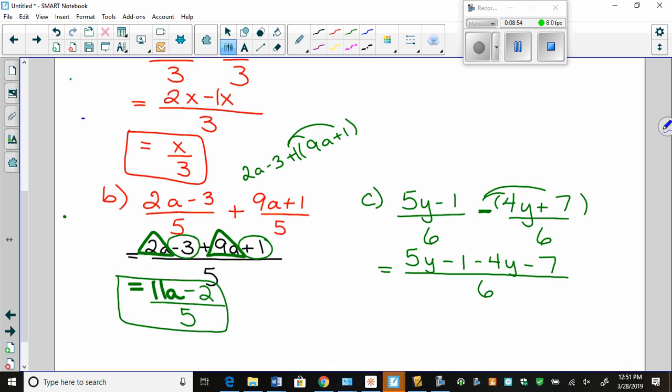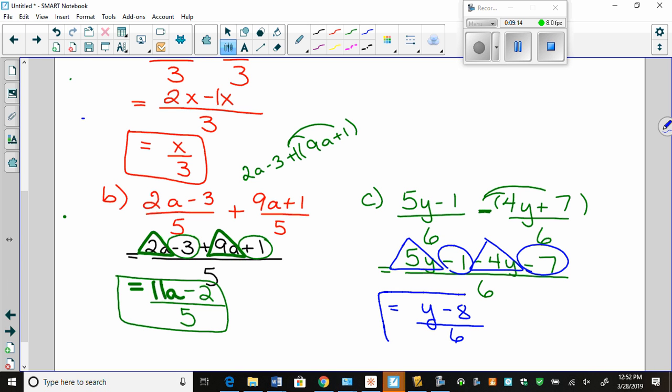Okay, now we can collect like terms. 5y minus 4y is y. Minus 1 minus 7 is negative 8. So if you forgot to distribute it, you're going to have a 6 here, correct? You possibly wouldn't even notice you made a mistake. And then it's all over 6. Still no problem with NPVs because we still don't have variables in our denominator. Okay? So what would be the next step?